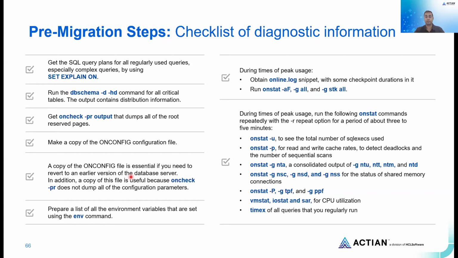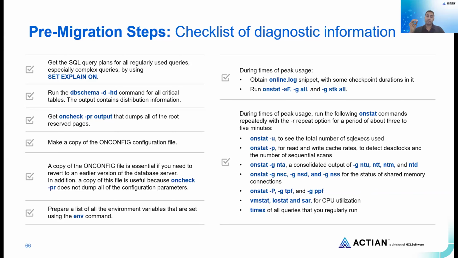During peak workload periods, gather runtime diagnostics: save an online.log snippet, including checkpoint durations, and then run the onstat -a -f command that you see here for a system-wide snapshot. For deeper analysis, execute repeated onstat commands with -r, which is a repeat option, over several minutes. And you have all these commands here.